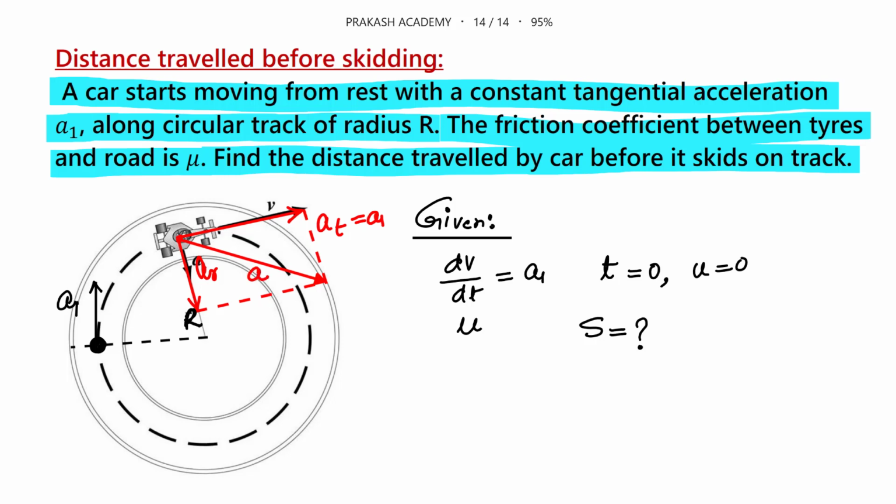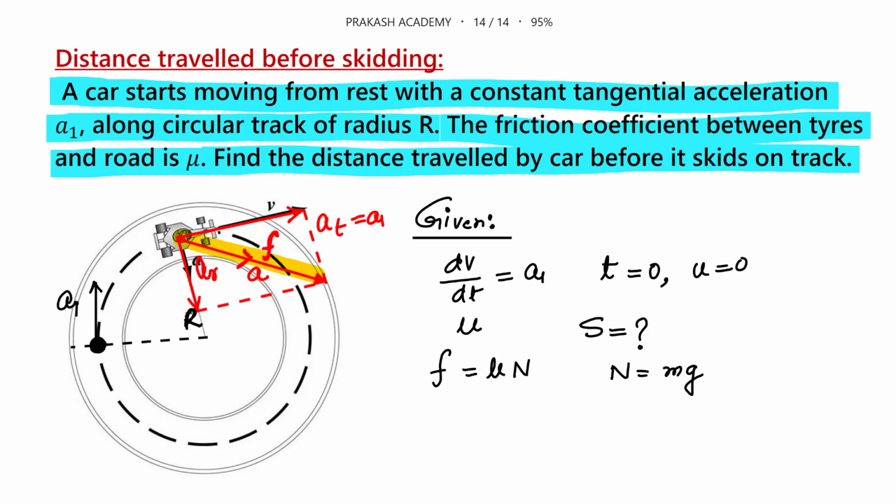So this is A. Now what is the direction of the friction force? The friction force also has to be in this direction, because the friction force is the only force that provides acceleration in both directions. So this means the friction force on this car is also acting in this direction. Let us say the friction force magnitude is F, and that will be mu times N, and N in this case is nothing but mg.